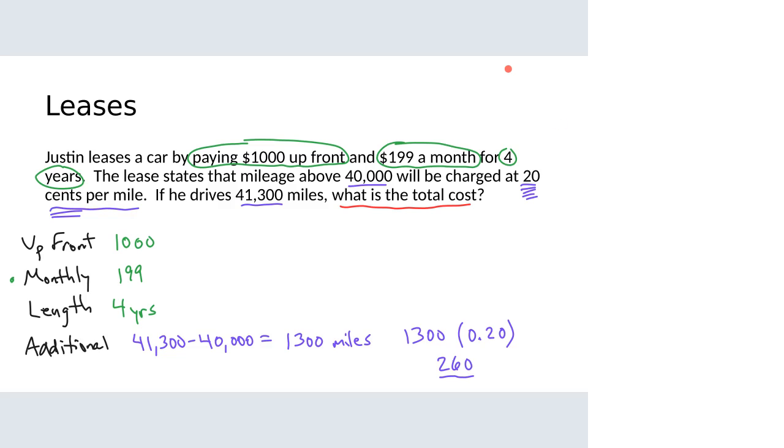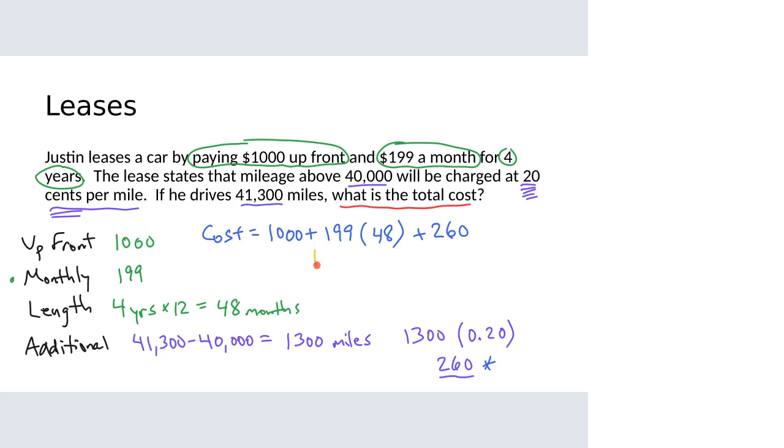The other part of the question goes just like the last one with Josie renting the place. We're going to say, okay, well, 4 years times 12 months in a year, so that's going to be 48 months. So when we go to find the total cost of this lease, Justin paid $1,000 up front, and then he paid $199 a month for 48 months. And then we don't want to forget about these $260 in additional charges down here. So we'll add that 260. And that's going to give us the total cost.